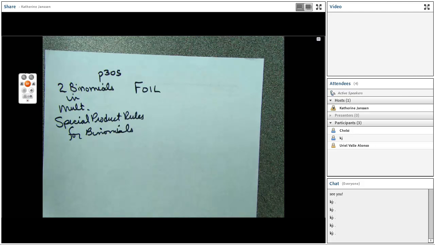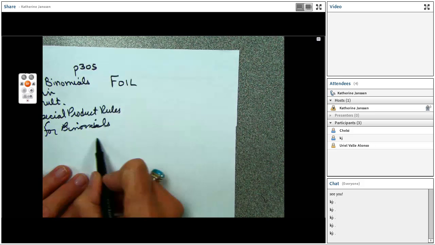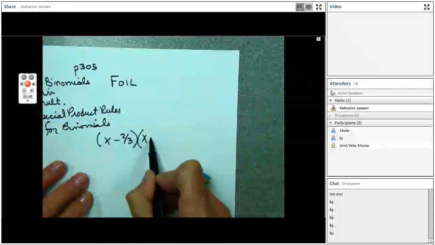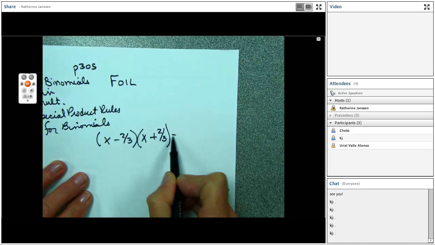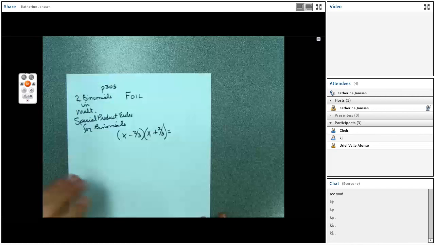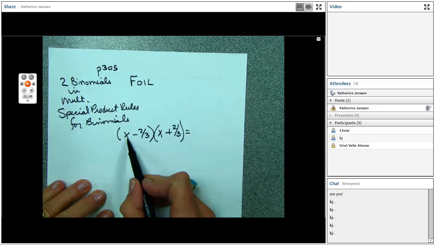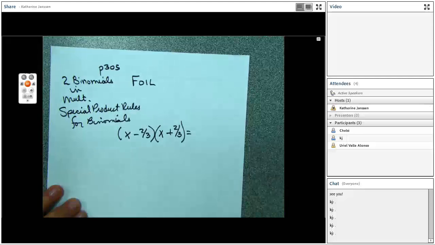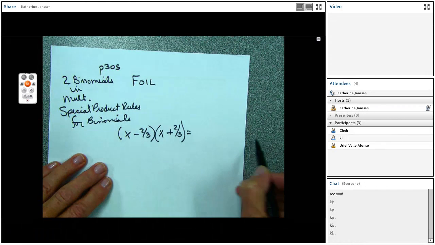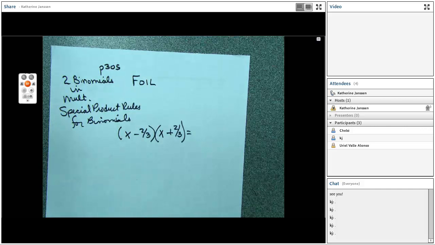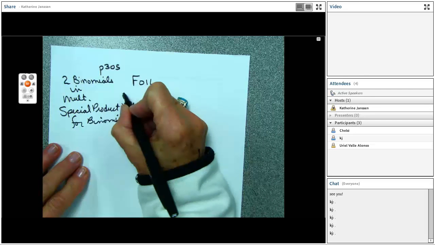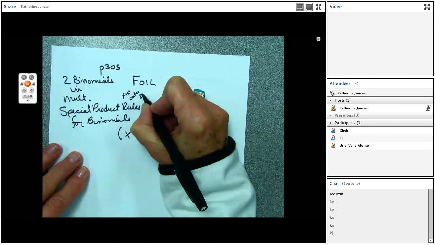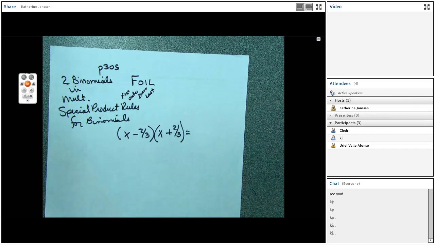So with FOIL, our plan is I have a binomial times a binomial. And we know our process. Our plan is to multiply every term of the first polynomial times every term in the second polynomial. But FOIL gives us that little bit of a tip. FOIL is first terms, outer terms, inner terms, and then the last terms. So we have a pattern to follow.